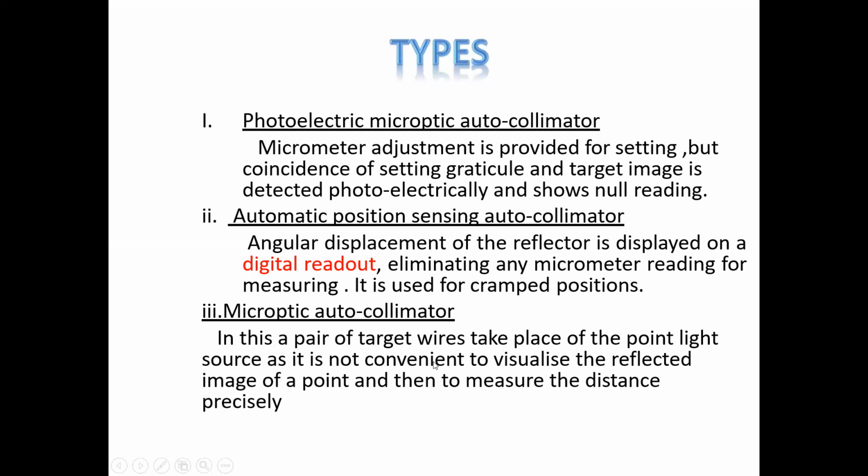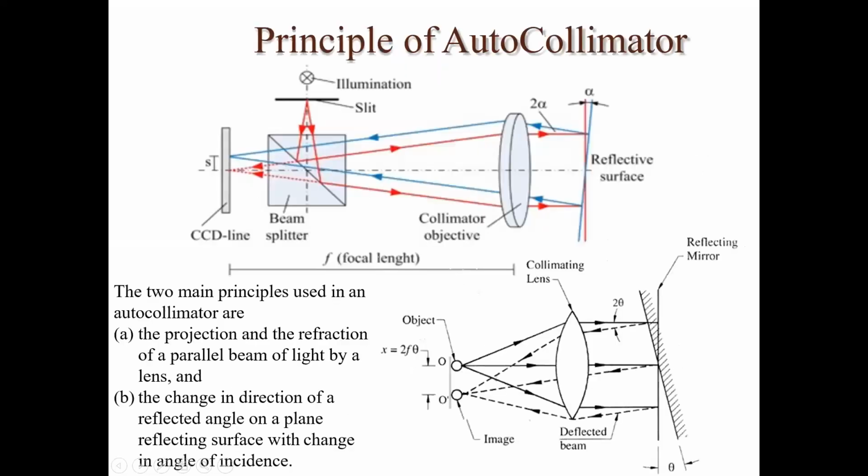In this, a pair of target wires takes the place of the point light source, as it is not convenient to visualize the reflected image of a point and then measure the distance precisely. In this case, two cross wires, target wires, are taken in the place of the point. Why? Because in this projection, we cannot visualize the position of the point directly. So, in order to improve the visualization, we use these target wires in place of the point. This is very important.